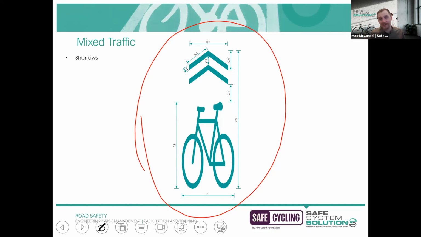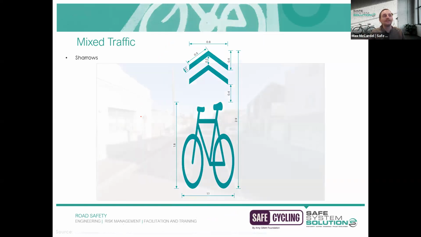It's not regulatory though, so that's the downside of things. You can't issue fines if motorists are failing to share, or cyclists are still riding in the curbside, it's just indicative.